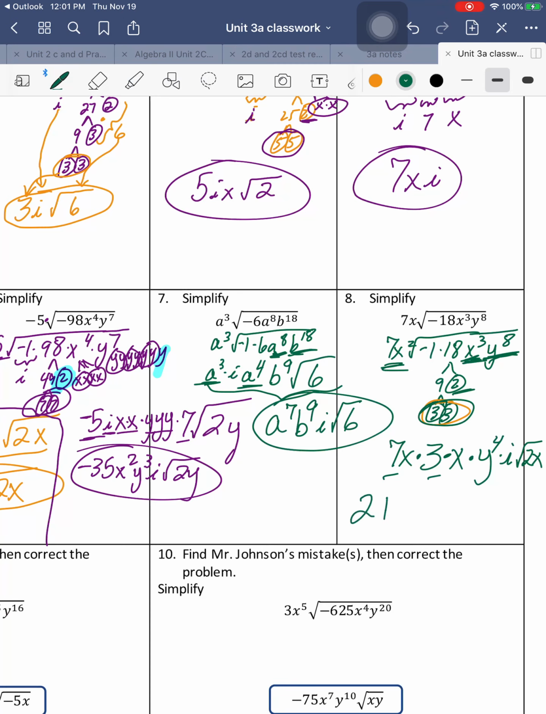Let's clean this up. 7 times 3 is 21. X times x is x squared. Y to the 4th, I square root of 2x.